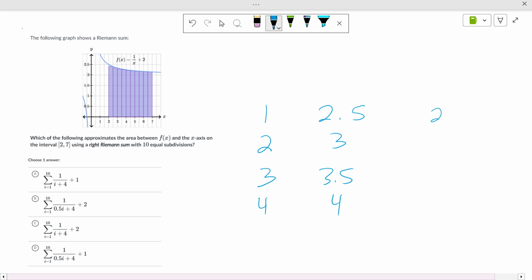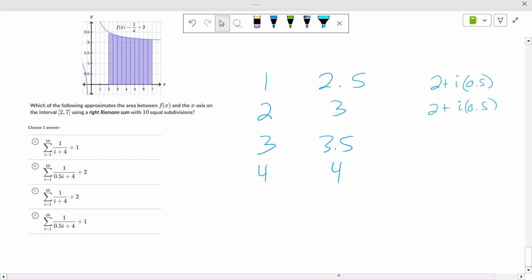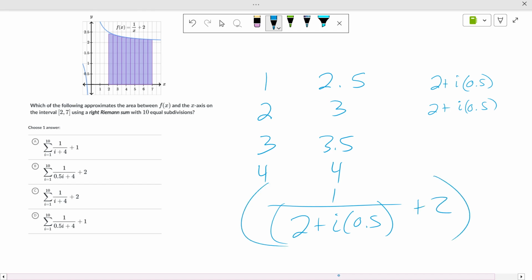Well, it's 2 plus i times 0.5. When i is 2, that would work. Okay? And so on. So I want to go 2 plus i times 0.5. And then it's 1 over that plus 2. There's my height. My width is 0.5. Now, that doesn't look like any of them really, does it? Now I have to distribute my 0.5 through there.